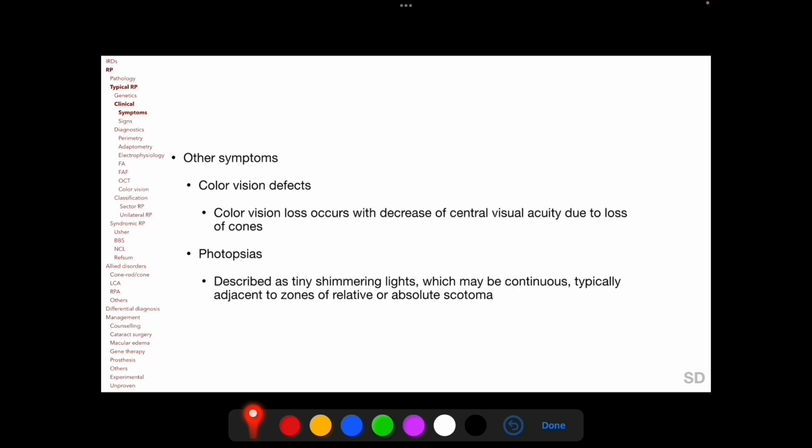Other symptoms which can occur in patients with RP include color vision defects, which occur along with decrease of central visual acuity due to loss of cone photoreceptors, and photopsias, which are described as tiny shimmering lights.